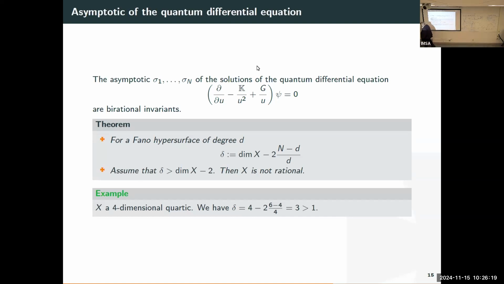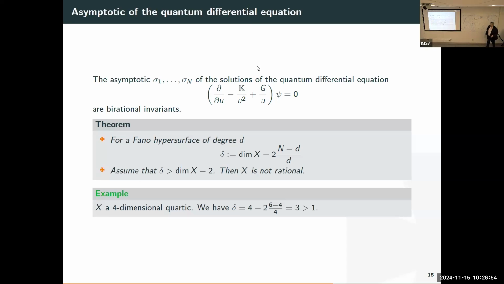Excuse me, I didn't pay attention. What is capital N? So we have a hypersurface of degree n in P^(n-1). N is the number of variables in the weighted projective space where this is a hypersurface. So the dimension of X is n minus 1. No, the dimension of X is n minus 2. So this is the number of variables in the projective space in which we are embedded.